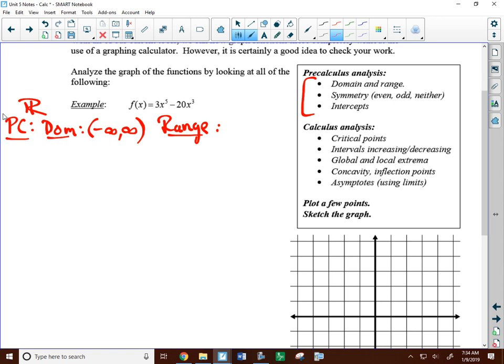Range. That's all the y values that work in your function. The degree here is 5, and so it's overall like an x cubed type, something to that effect. So it's going to hit all y values. Right? It's going to go on forever in both directions. So it's also negative infinity to infinity.